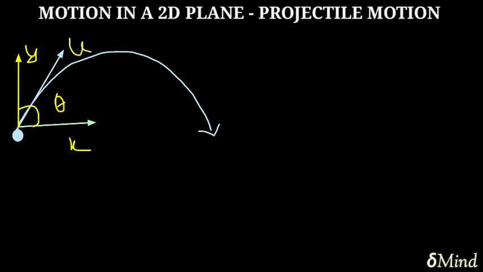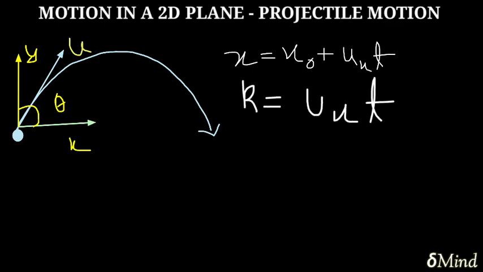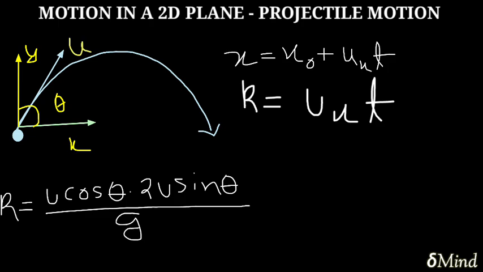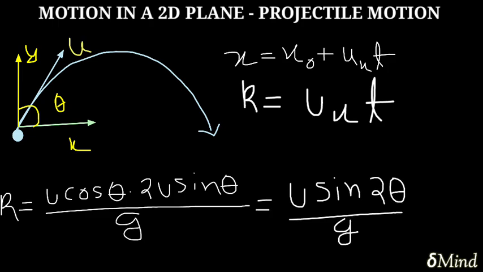Now moving to the horizontal motion equation, x equals x naught plus u_x times t. Assuming the launch point is x naught equals 0, the horizontal range R is given by R equals u_x t. By substituting u_x equals u cos theta and the expression for t we found earlier, we get R equals u cos theta times 2u sin theta by g.